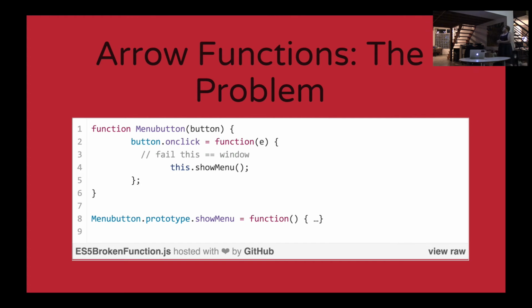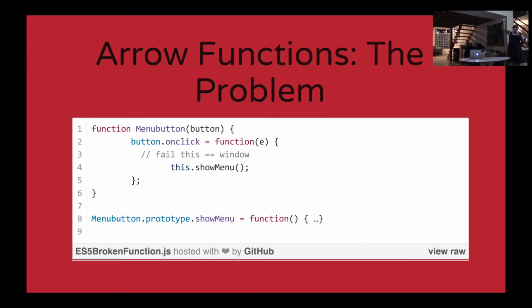So a classic problem is I define a function, a menu, like a constructor. I'm attempting to implement some kind of a class pattern in old school JavaScript. I define a constructor function. In that constructor function, which takes in a button, I define a handler on that button, and I expect inside of that handler that this is going to refer to my menu button object. As it turns out, that's not what happens.